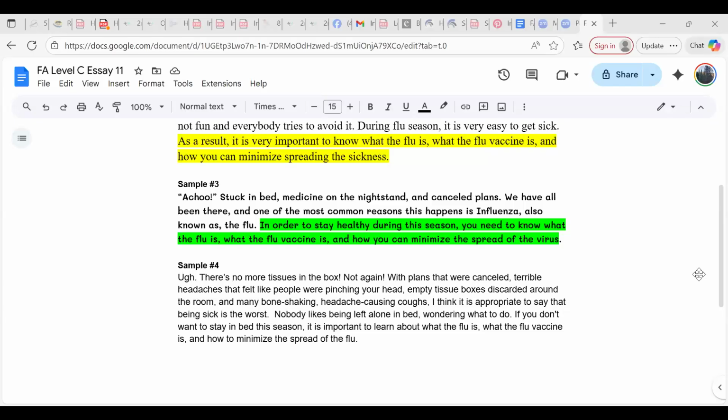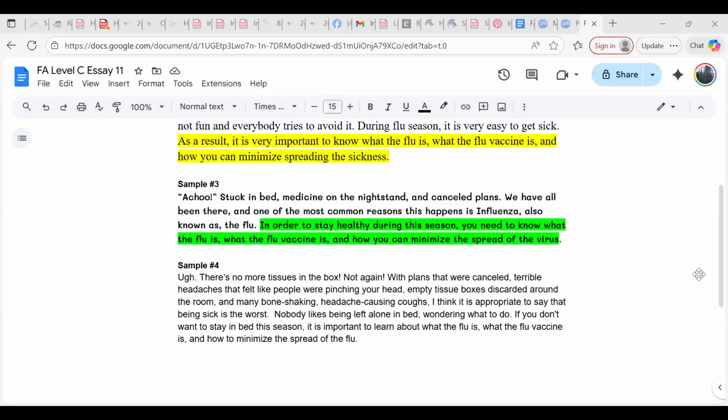And sample 4. Ugh, there's no more tissues in the box. Not again. With plans that were canceled, terrible headaches that felt like people were pinching your head, empty tissue boxes discarded around the room, and many bone-shaking headache-causing coughs, I think it's appropriate to say that being sick is the worst. Nobody likes being sick, being left alone in bed, wondering what to do. If you don't want to stay in bed this season, it's important to learn about what the flu is, what the flu vaccine is, and how to minimize the spread of the flu.